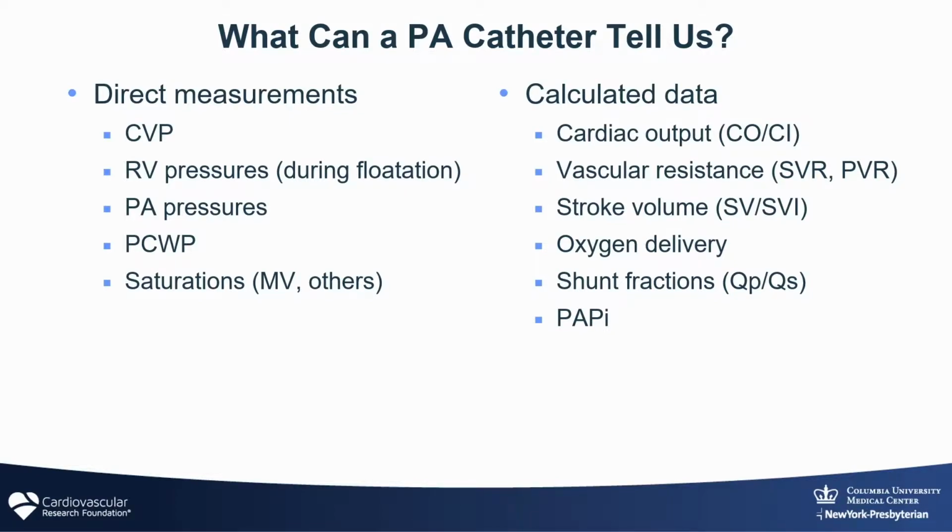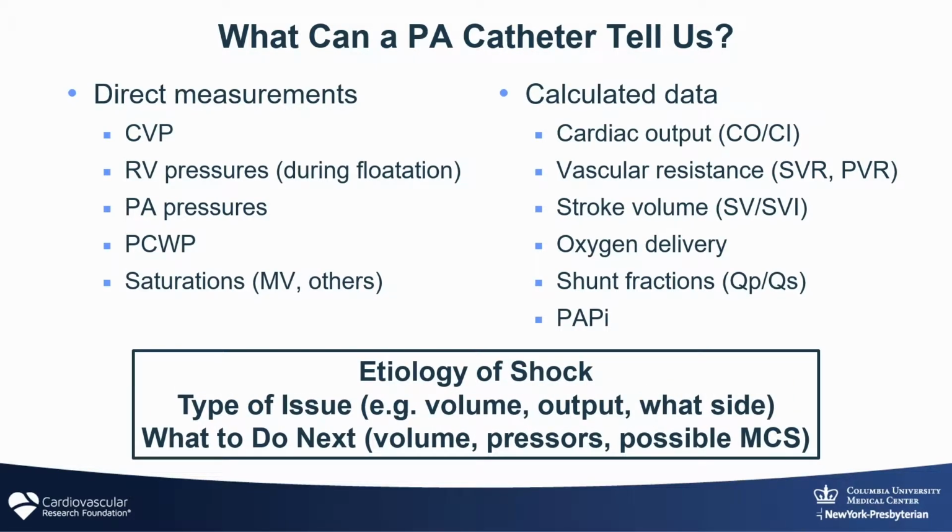But that's the nitty-gritty of what's being told to you, and the real question clinically, though, are these. You want to first be able to identify, is this shock, is this not shock? What's the etiology of shock? Is it a GI bleeding patient who's hypotensive and happens to have heart failure, or is the patient truly in shock? You want to then determine what the type of issue is. Is it a volume issue? Is it an output issue? And even what side, right or left? And then finally, the key thing is what to do next. Volume, pressors, MCS, and other things that you can do.